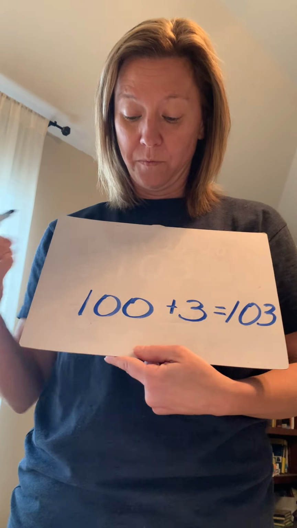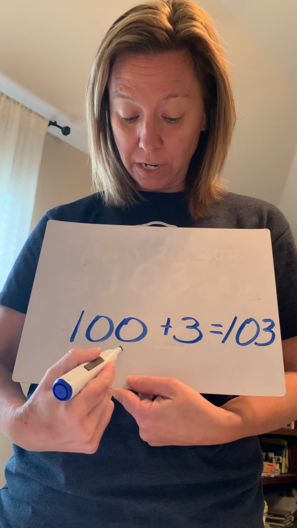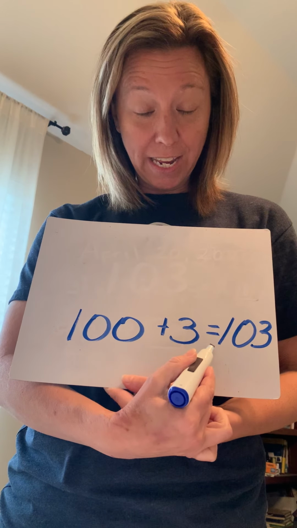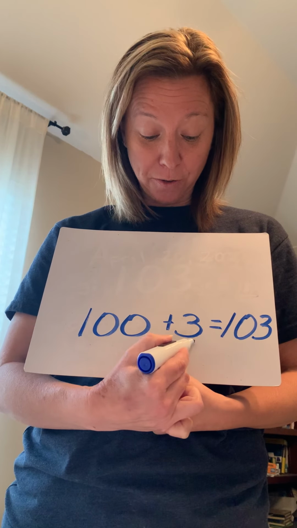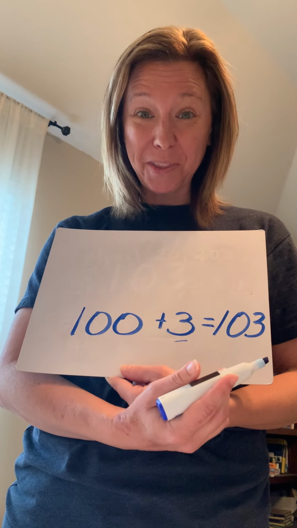So how many pennies did I add? I added 3 pennies. So I'm going to write that down as a math equation, as a number sentence. So I'm going to say 100 plus 3 equals 103. I'll erase that top number really quickly. Okay, so my number sentence says 100 plus 3 equals 103, right? I added those 3 pennies to make 103. Very fun. Good job, guys.